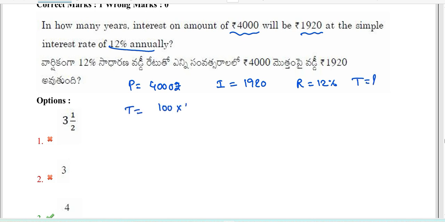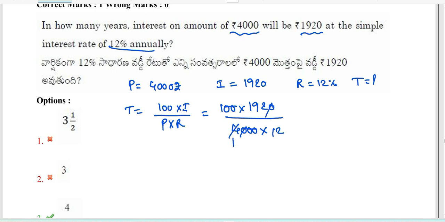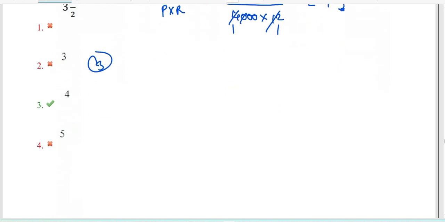100 into I by PR. 100 into I అంటే ఎంత? మనకు 1,920 by ప్రిన్సిపల్ ఇస్ వాట్? 4,000 into రేట్ ఆఫ్ ఇంట్రెస్ట్ 12. ఇక్కడ మనకి 2 zeros 2 zeros, 1 0 1 0 get cancel. So 4 1 4, 4 4 16, 3 left, 4 8 మనకి 12 ఉందా? 12 4 48. మనకి ఎంత వస్తుంది? 4 years అనేది ఆన్సర్ అవుతుంది. దట్ ఇస్ థర్డ్ ఆప్షన్ ఇస్ ద కరెక్ట్ వన్.